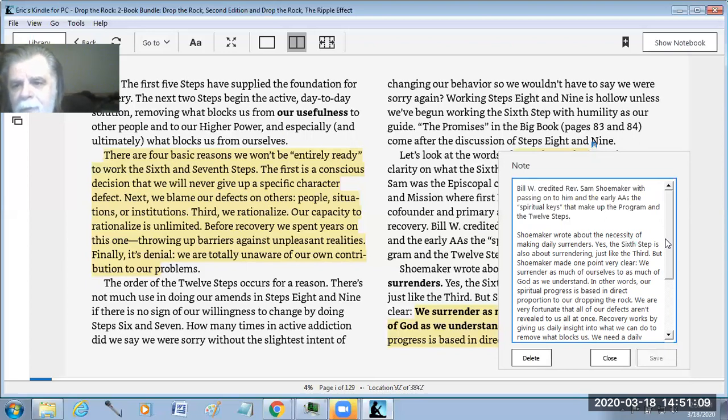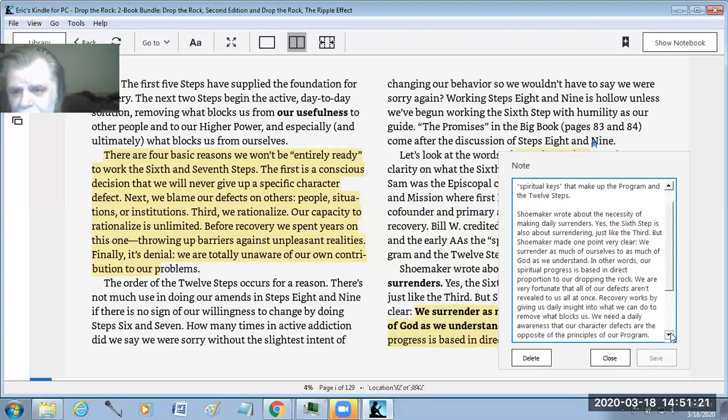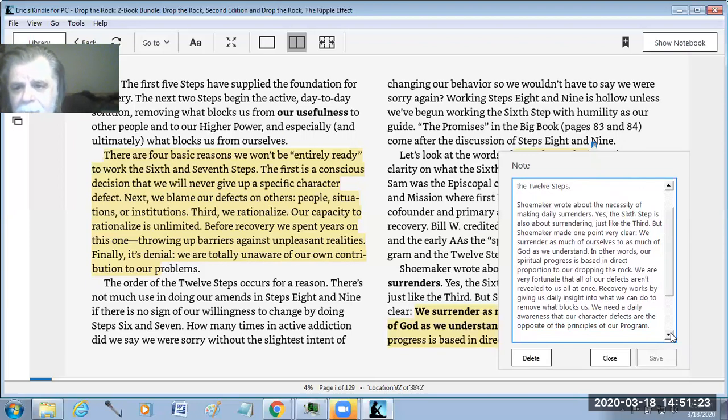So Bill W. credited the Reverend Sam Shoemaker with passing on to him and to the early AAs the spiritual keys that made up the program in the 12 steps. Shoemaker wrote about the necessity of making daily surrenders. Yes, the sixth step is also about surrendering, just like the third. But Shoemaker made one point very clear. We surrender as much of ourselves to as much of God as we understand. In other words, our spiritual progress is in direct proportion to our dropping the rock.